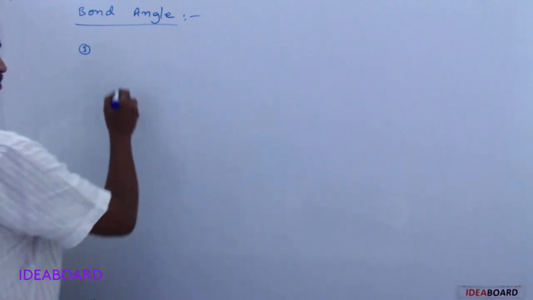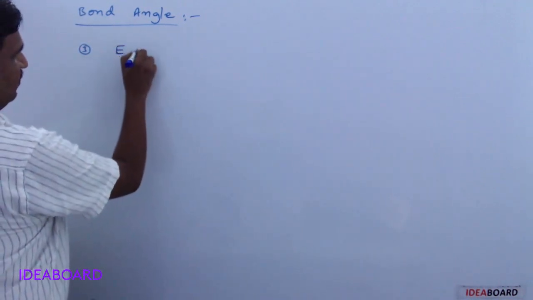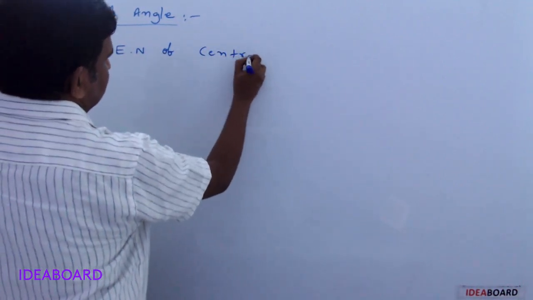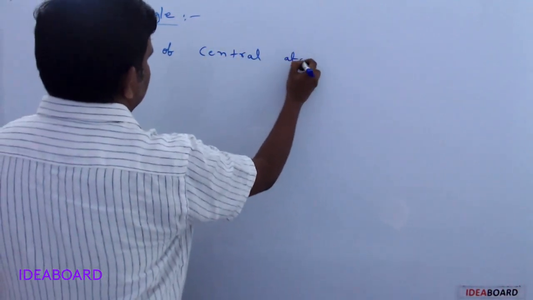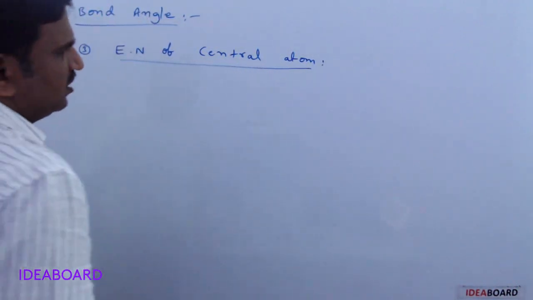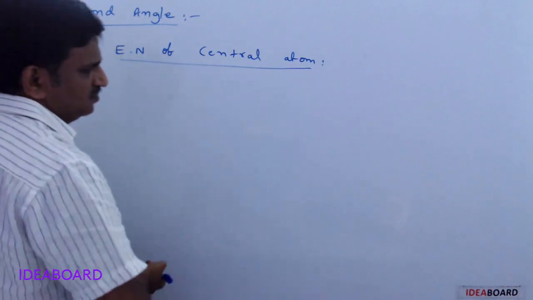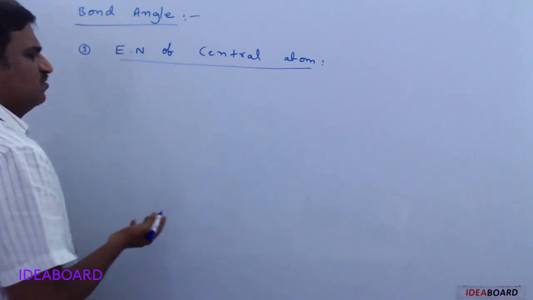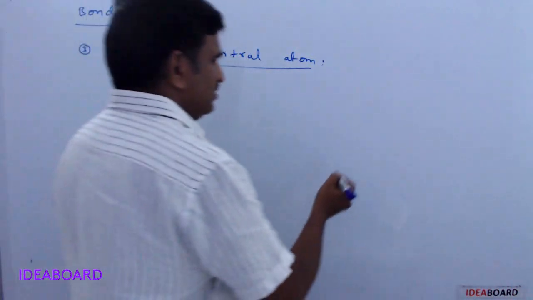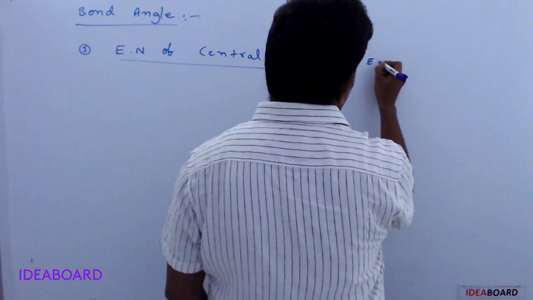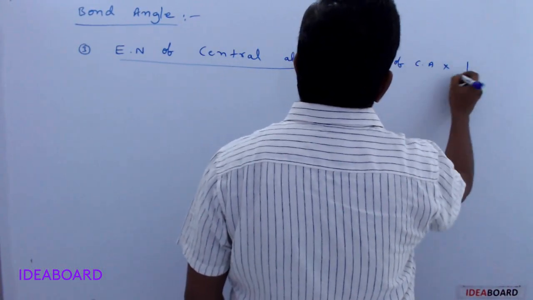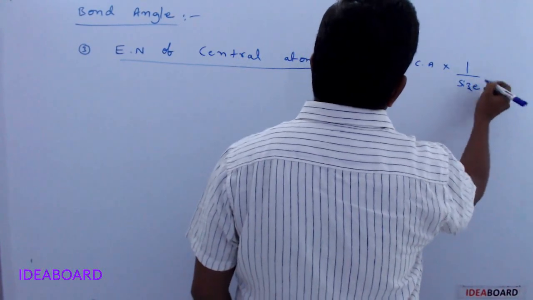Next, the third point, electronegativity of the central atom. Even if they contain lone pairs, there are different types of central atoms, having hybridization or whatever it may be, if the electronegativity of the central atom is considered. Please remember one more point: the electronegativity of the central atom and size are inversely proportional.